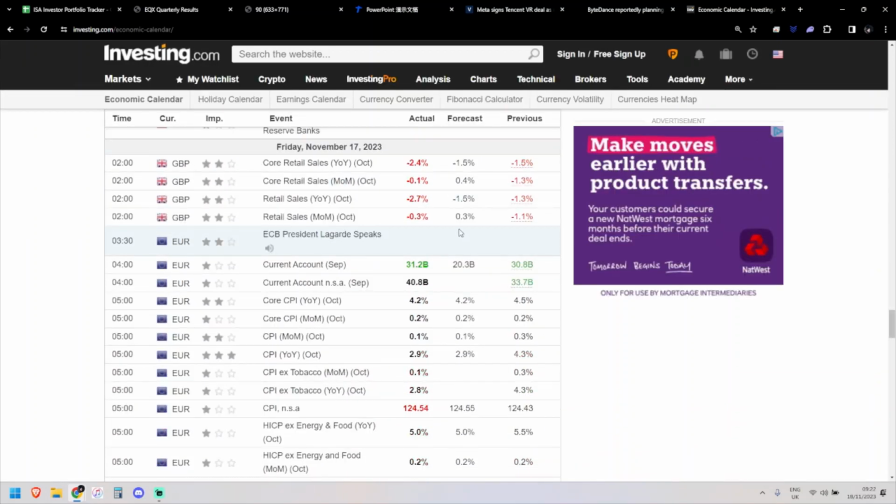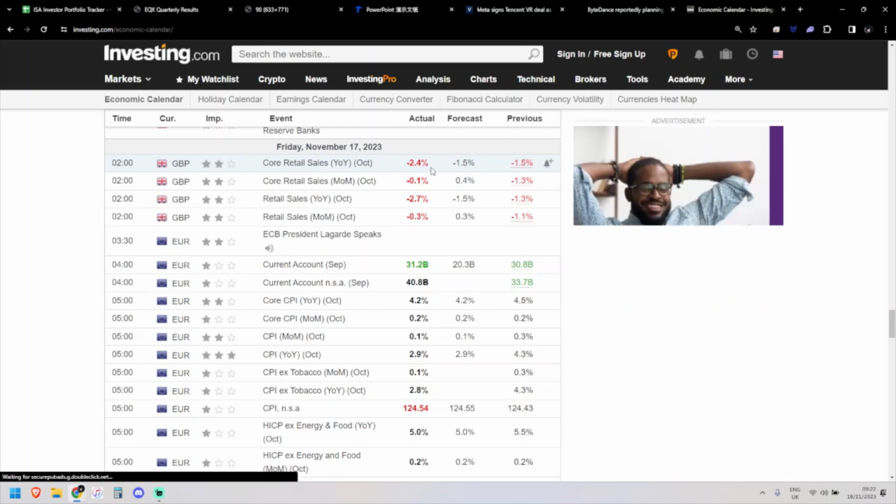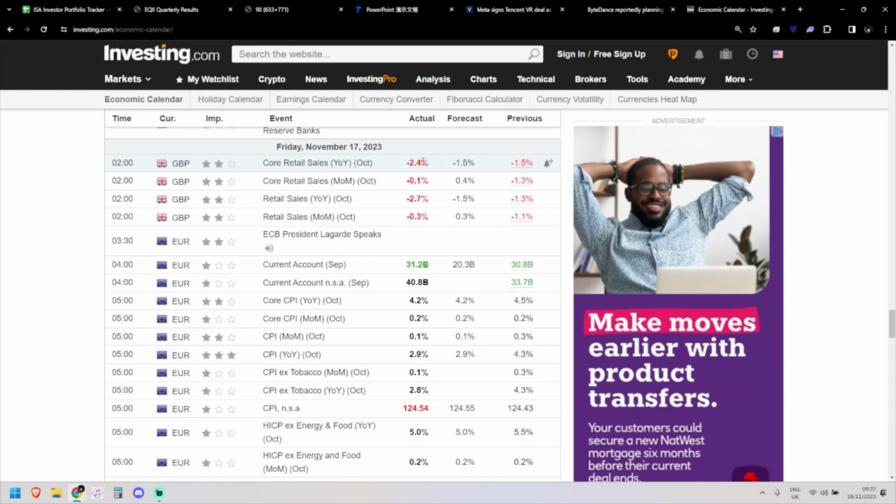But then Friday, certainly for the UK at least, we're taking a bit of a hit, it seems. October retail sales were terrible across the board. They were expecting the year-on-year figure to be down similar to last month, and we're down 2.4% on last year. So not particularly good. Retail monthly sales down 0.1%, and headline down 2.7%. Down in October as well. So, yeah, I guess they were up last year. Last year, people were still spending like crazy because they were out of lockdown, I guess.